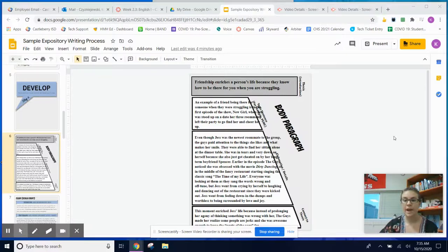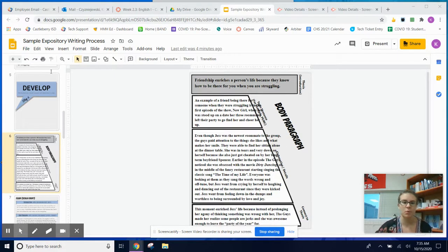Okay, so now that I have created my thesis statement, I am ready to go into the main part of my essay, which is the body paragraph. This is where all of your ideas come out about you proving what you think about the prompt.